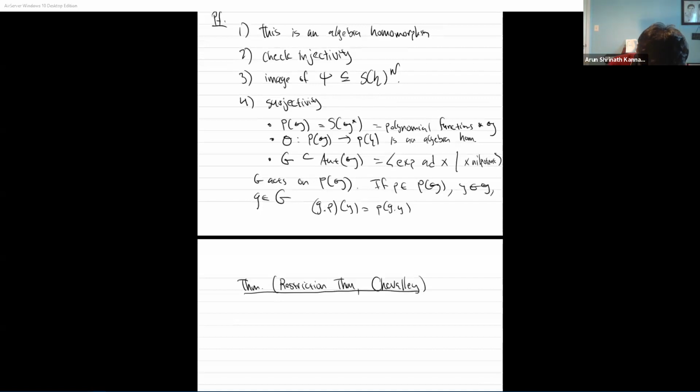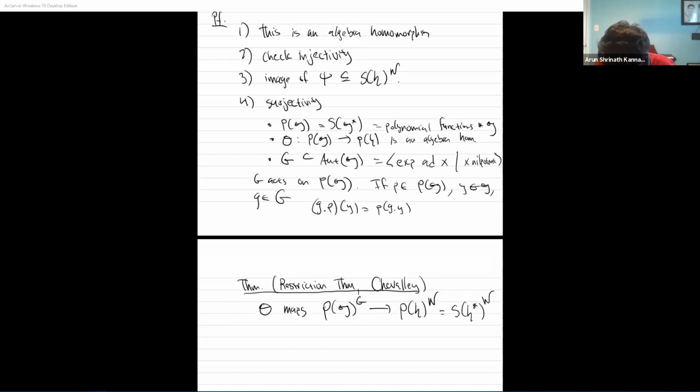And so the statement is that theta maps the restriction map. Let me be a bit clear here. We define an action of G on the polynomial functions on G, so we can look at the fixed point set there, and then H, this can be identified with like that, and of course there's an action of the Weyl group on H too.